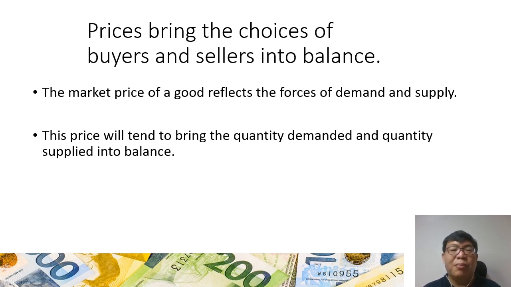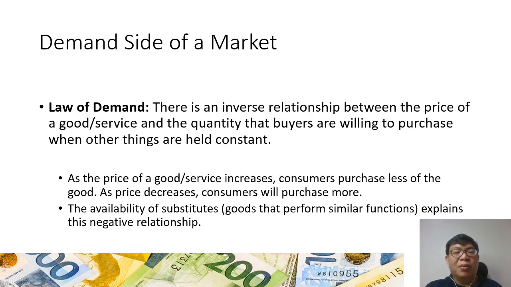This is called the market price. When the buyer is agreeing to the price of the seller, and the seller is agreeing to the price, then there is a balance happening, and that is the equilibrium, as we will learn later. So let's talk first about the side of the buyer.